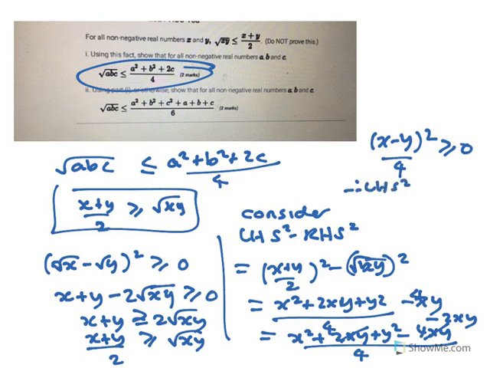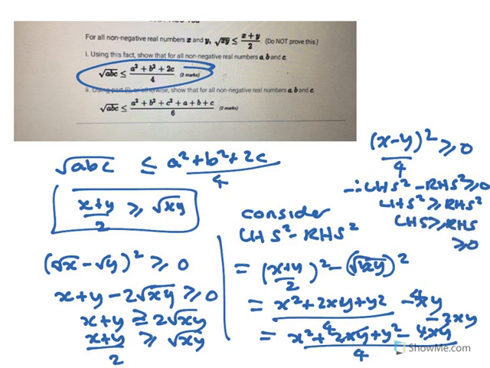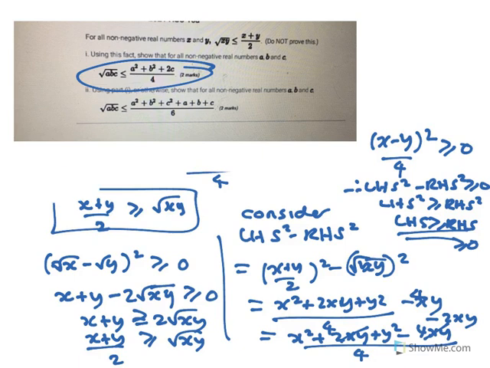So therefore left-hand side squared minus right-hand side squared is greater than or equal to 0. Left-hand side squared is greater than right-hand side squared. Left-hand side will be greater than the right-hand side, which is greater than or equal to 0. Okay, so that would be true. Alright, so we're just going to use that expression to prove the next thing. You weren't asked to prove that.